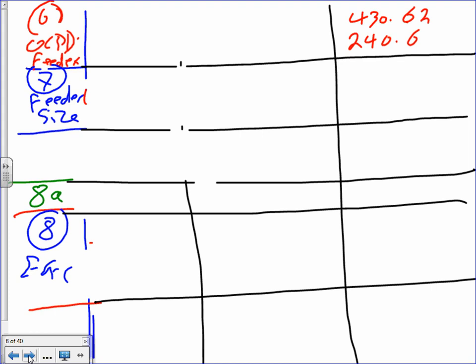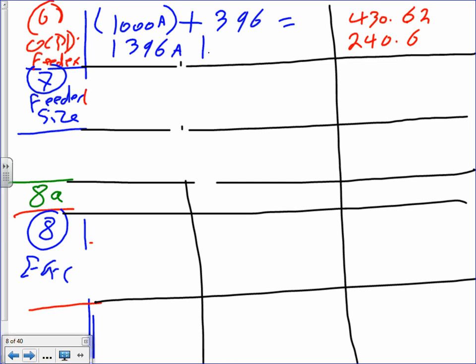So here's what you're going to take: 1,000 amps, I put it between brackets. Add to it the full load current of the other motor. The full load current of the other motor was what? 396, right? Add 396 to it, and this will equal, that's easy, 1,396 amps. And then if it's not a standard size, you have to go down.